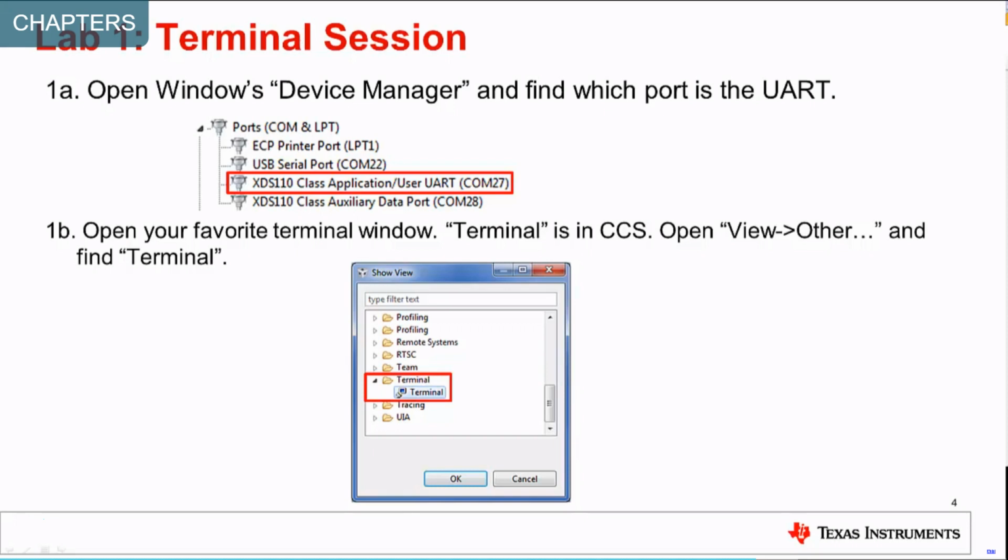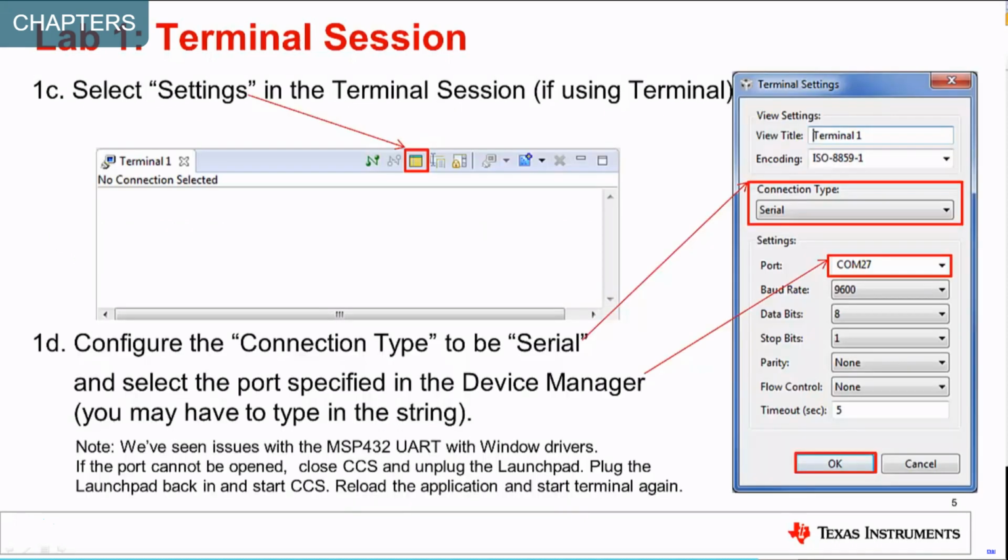Open the terminal window by selecting View, Other, and then select Terminal. Select the configuration icon on the terminal window and set the connection type to serial, and then the port to the value seen from the device manager. We used a baud rate of 9600 in this example.